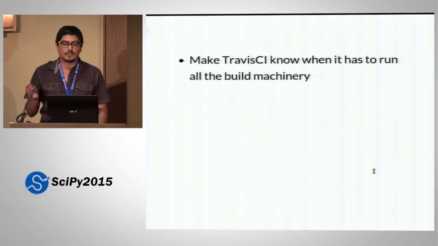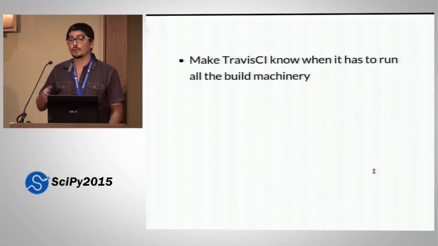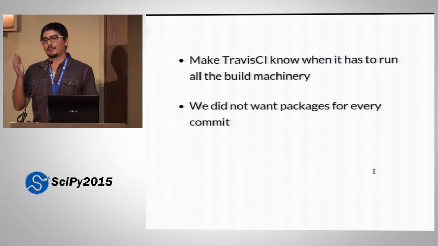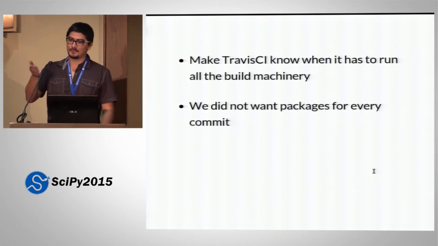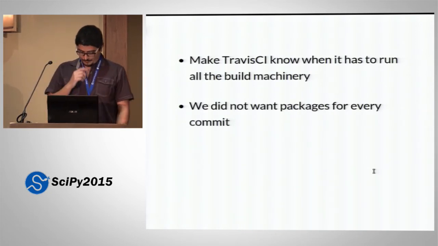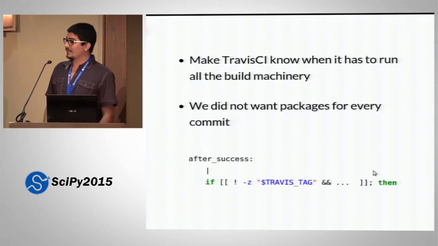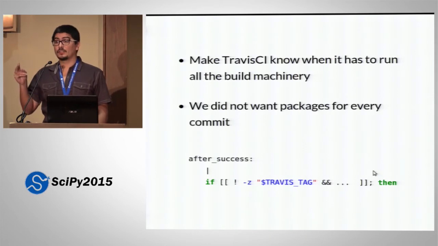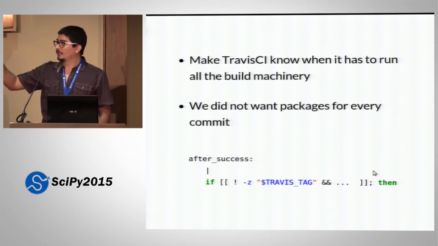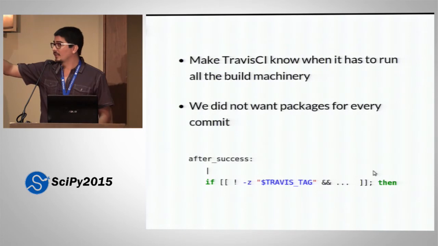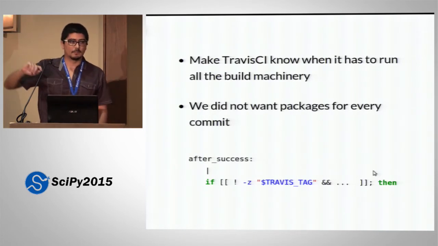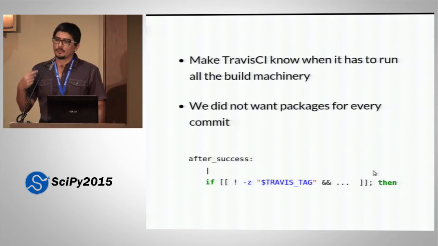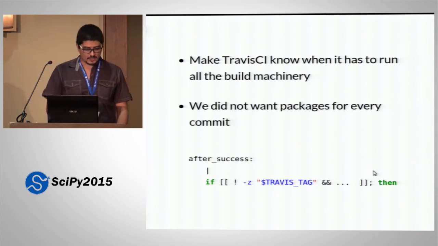Then we need to make Travis CI know when it has to run the build machinery, because we don't want to build packages for every commit because of all the problems we discussed previously. And essentially, you can signal that by tagging your repository, and this tag is available in the Travis CI machinery through the Travis tag environment variable. So you can filter when you want to run the build machinery.